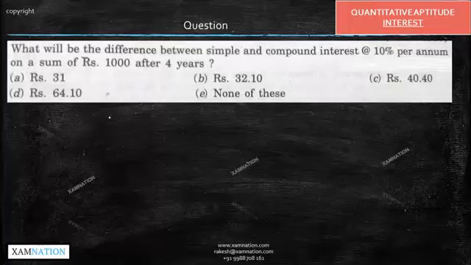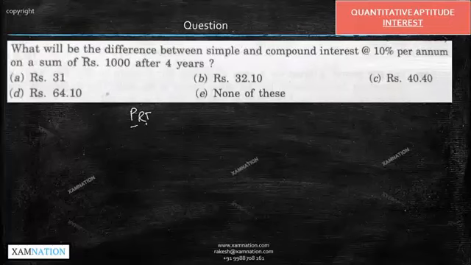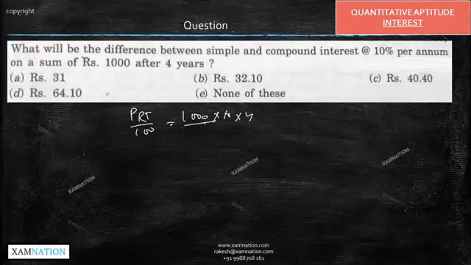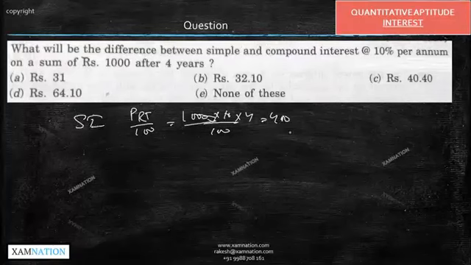What will be the difference between the simple and compound interest at the rate of 10% per annum on the sum of 1000 after 4 years? We are asked to calculate the difference between the simple and compound interest. For simple interest, the formula is PRT upon 100. Principal is 1000, R is 10%, time is 4 years, so it is 400 rupees for the simple interest case.